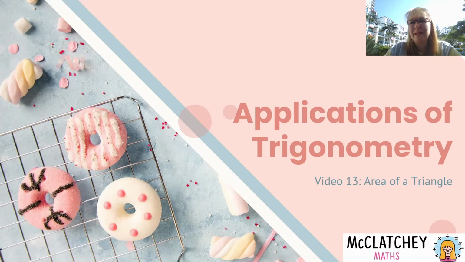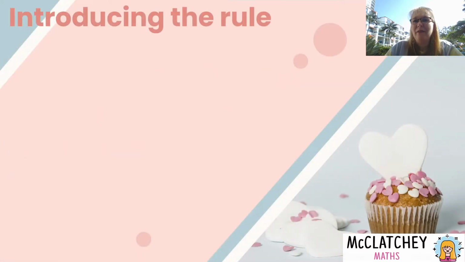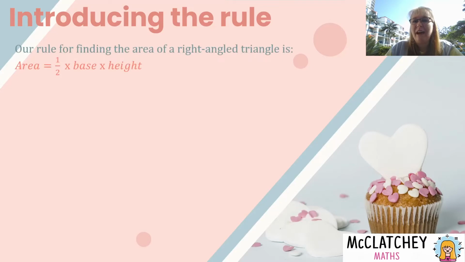We're continuing our series on applications of trigonometry by looking at the area of a triangle. In this video you're going to find the rule for a non-right angled triangle and how to find its area. We're going to look at a couple of worked examples and then derive the rule quickly for our senior extension students.